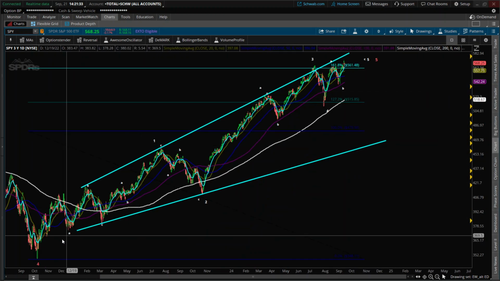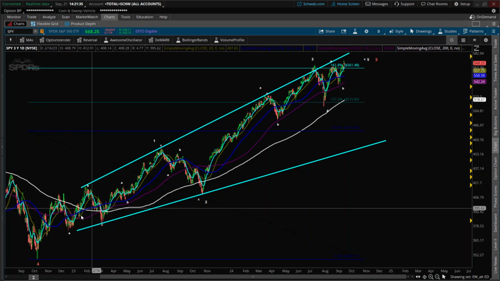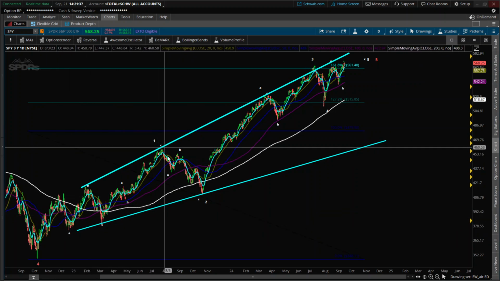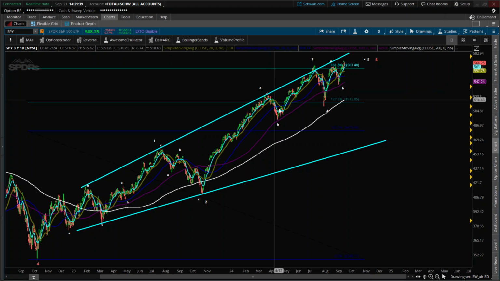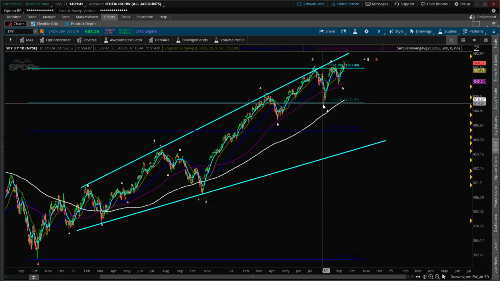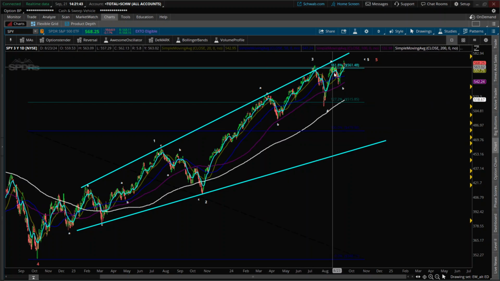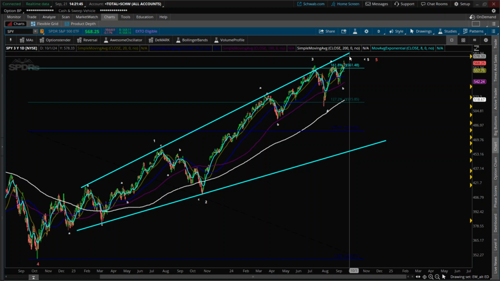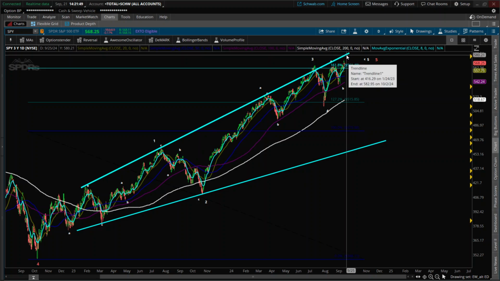So expanding wedge, this is an ending diagonal. 3-wave move up for 1, 3-wave down for 2, 3-wave for 3, 3-wave for 4, and A, B, C, possibly testing the top of this wedge here for wave 5, going into 580. Okay, we get to that point, that's an objective short. That's huge.